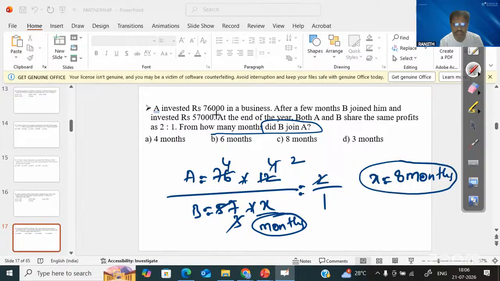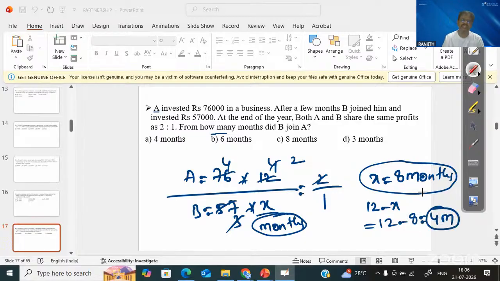But what the question is asking is, after how many months did B join A? That will be equal to 12 minus X. 12 minus 8 is equal to 4 months. After 4 months of time, B joined A. After 4 months, B joined A.